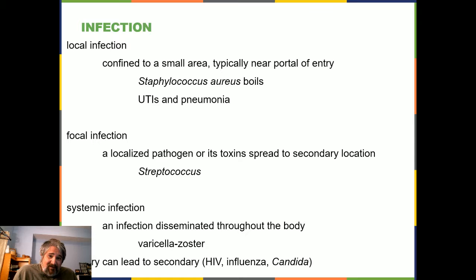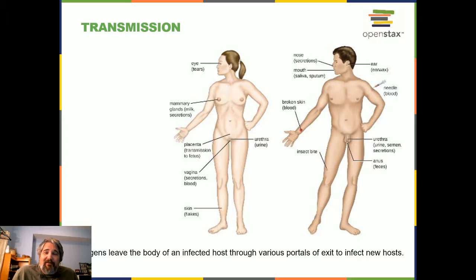And then, of course, we have transmission to complete the cycle. The pathogen leaves the body of an infected host through various portals of exit to infect new hosts. So if you can be aerosolized, that's a really good way to get spread. But again, all the same portals of entry can be portals of exit. And that's the end of section two.